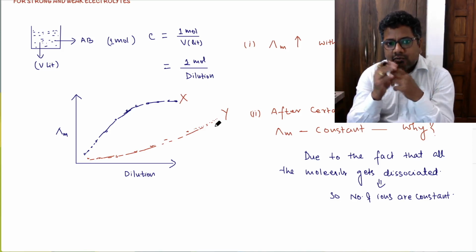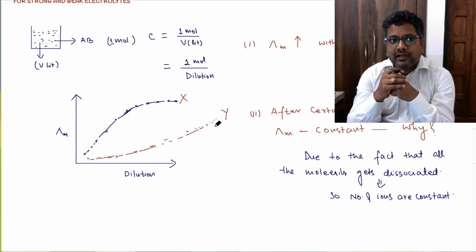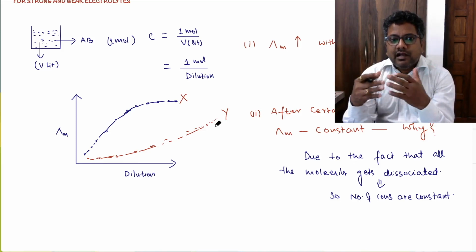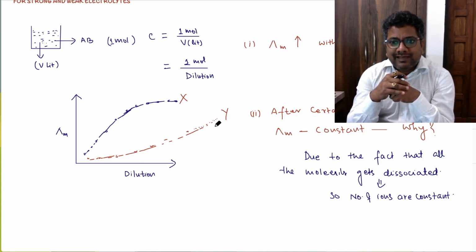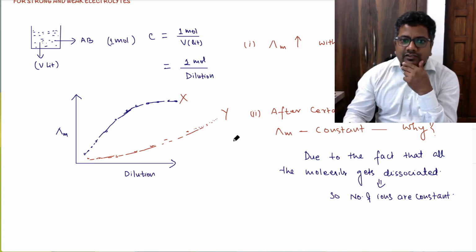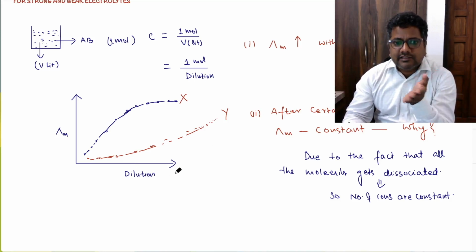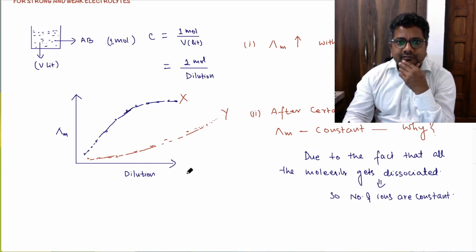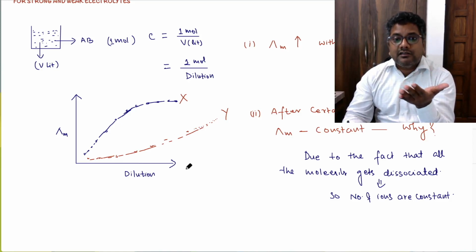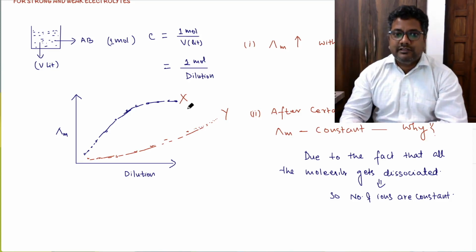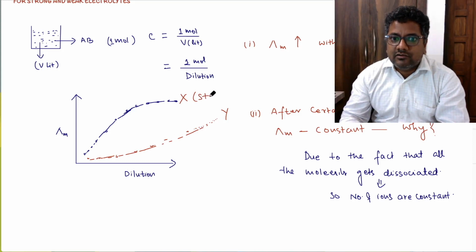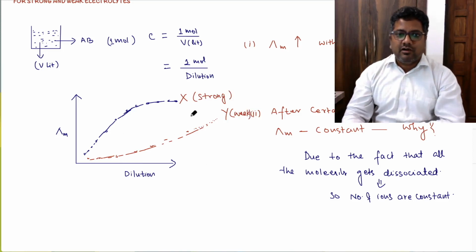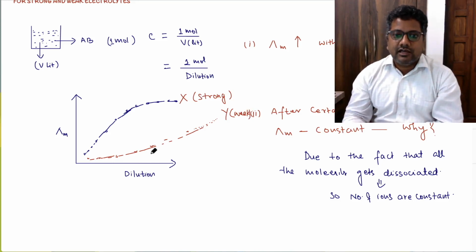We can say that x may be a strong electrolyte, that's why it easily dissociates and easily attains the maximum value of molar conductance, and y should be a weak electrolyte, because in y it is increasing, increasing, increasing. When it will attain the highest value, we cannot easily predict. So definitely this could be a strong electrolyte and this is a weak electrolyte. On the basis of this plot, you can say this is a strong and this is a weak electrolyte.